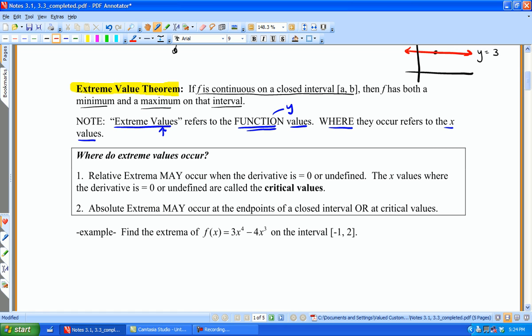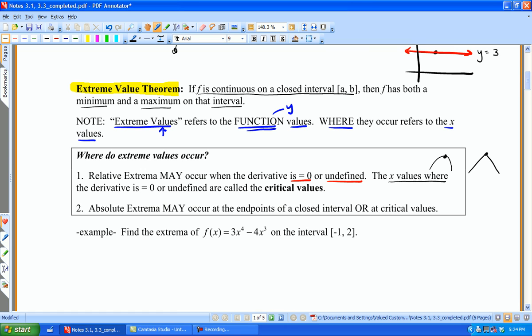Okay, so where is it that we find extremes? Relative extrema may occur when the derivative is equal to 0 or undefined. So what we're saying here is you could have something that goes up and comes down like that. That would be a relative maximum. But you could also have something that goes up and comes down with a sharp point. That's where the derivative is undefined, but is still a relative maximum. So either of those places could be locations for maximums or minimums.